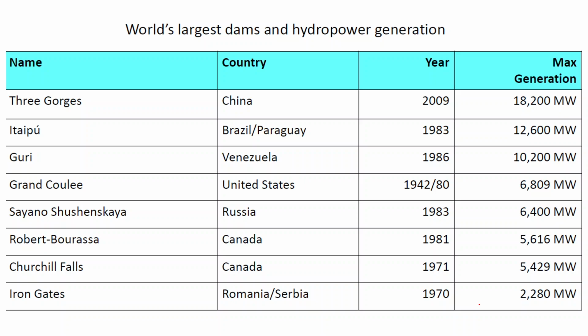Coming on to some of the global scenarios, these are some of the world's largest dams and hydropower generation plants. It involves the Three Gorges in China with the largest capacity of 18,200 megawatt. Then in Brazil, Venezuela, US, Russia, Canada and Romania, there are different hydropower generation plants with very high power generation, but the largest is the one in China.